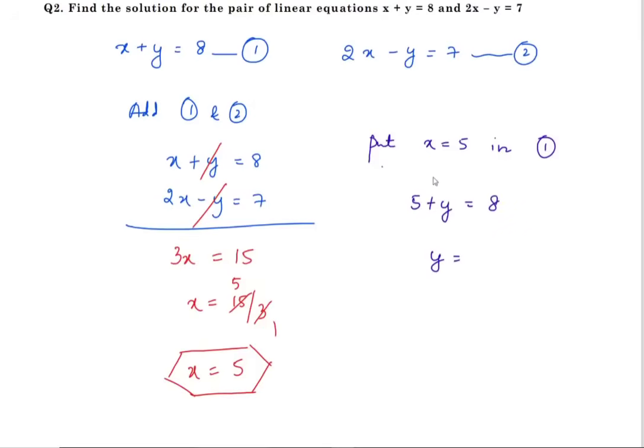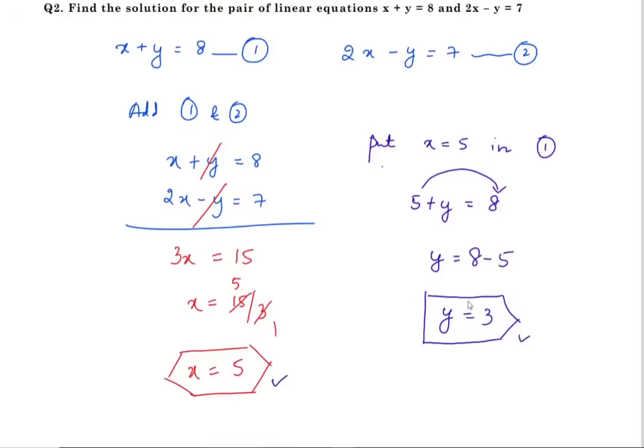Now y equals, shift 5 to RHS, that is 8 plus 5. After shifting it becomes minus 5. y equals 8 minus 5 is 3. So we got x value as 5 and y value as 3.